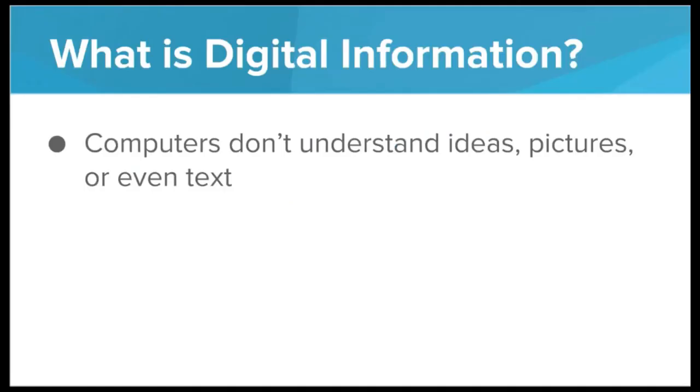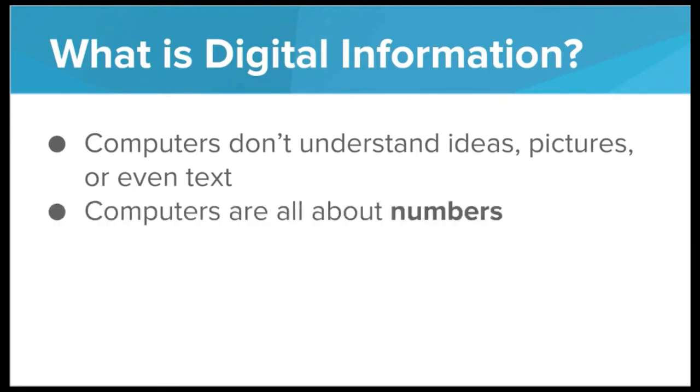So what is digital information? Well, computers don't really understand ideas or pictures or even text. Computers are all about numbers. When it comes down to it, computers really aren't all that smart. Computers are just very fast at doing simple mathematical operations. They can move numbers from box A to box B, they can add numbers together really quickly, subtract numbers really quickly, and they can do this at 1,000,000 times per second.